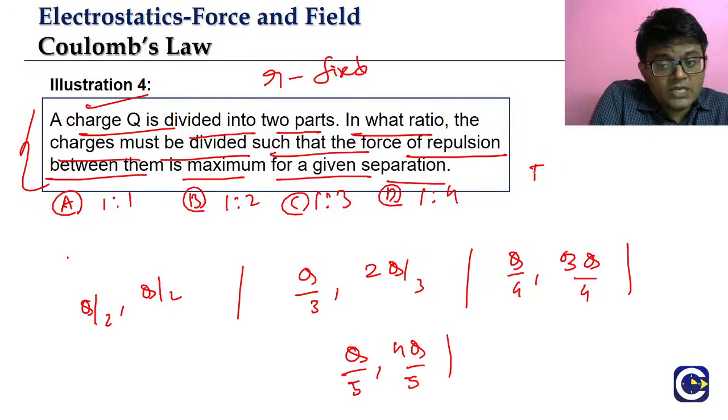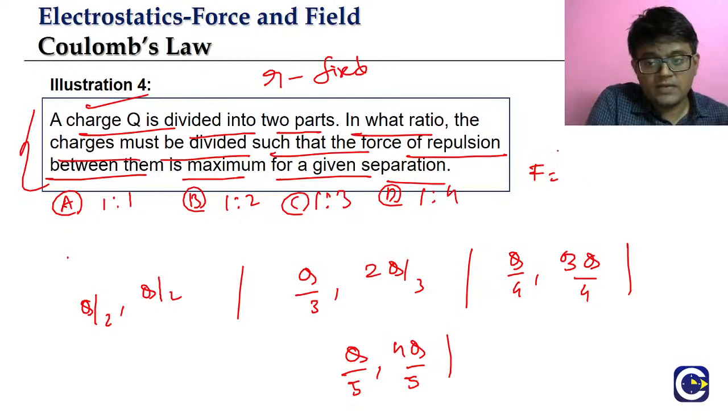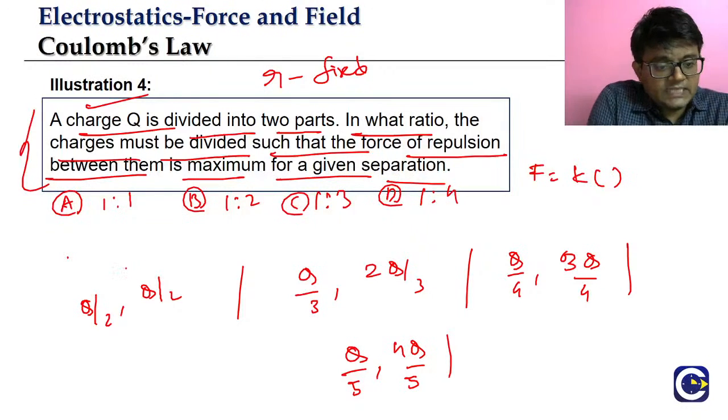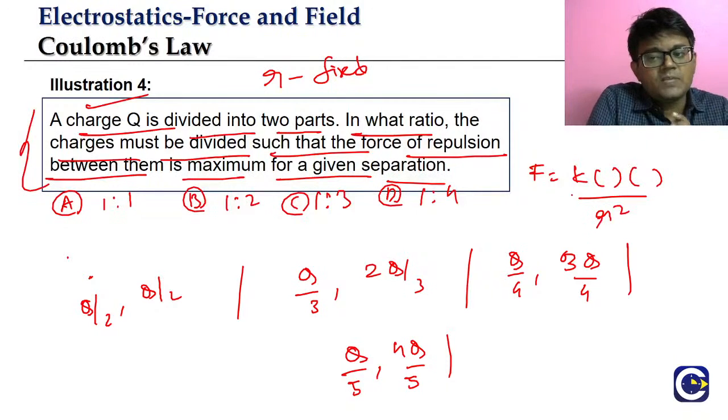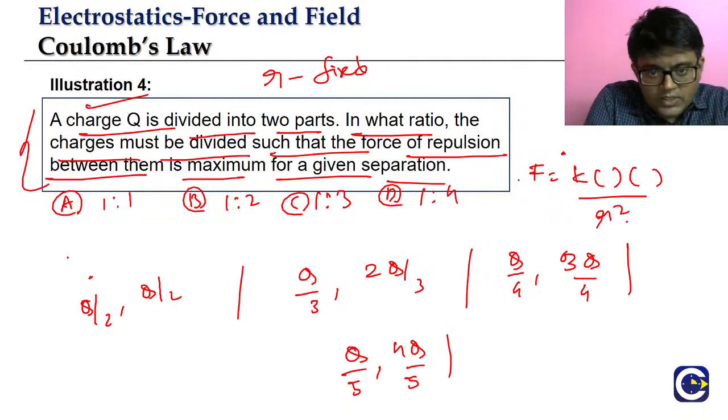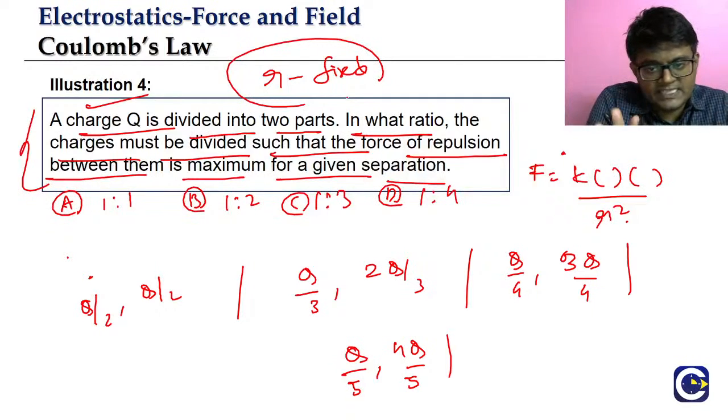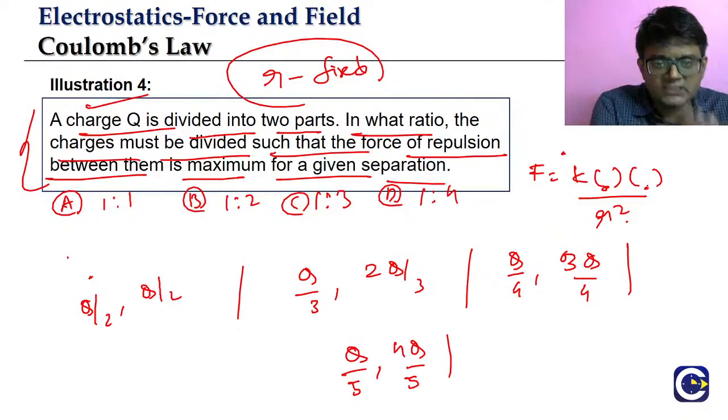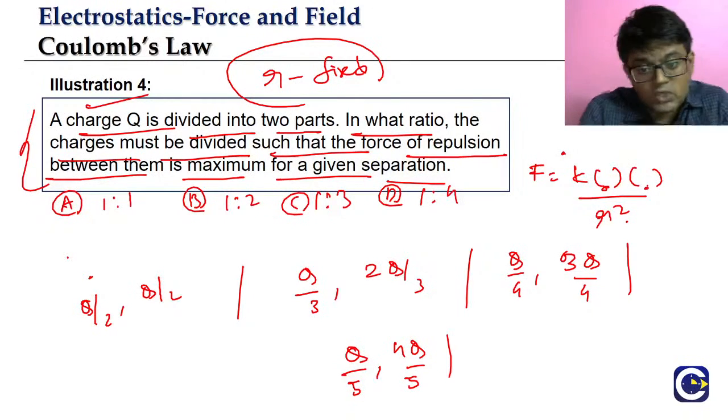Because we know the force formula. What is the force formula? Let us assume that Q is positive. Then you know the expression: K into the first part of the charge into the second part, divided by R square. Here K is a constant, and R square is also fixed, so it is also constant. Only the charge values will vary, the first part's charge and the second part's charge. Everything else is constant.